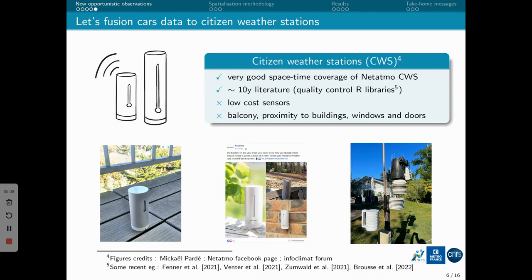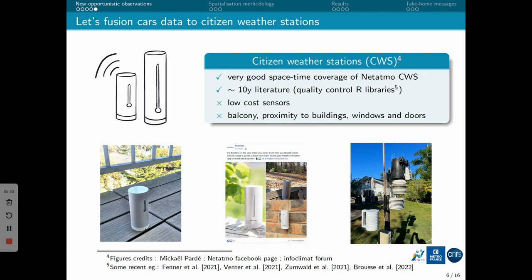So the other data we used are the well-known Netatmo stations. These are citizen stations, with pretty good spatial coverage, especially in Europe. And there is also a 10-year literature on this type of data with quality control libraries that were used in this study too. Then there are some issues, a lot of error linked to the location where the station is located, for example, just on the balcony or against the walls, and more. Unfortunately, not in general in shelters like in cars.